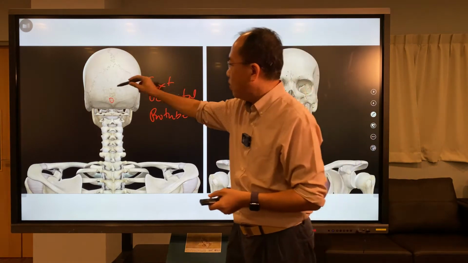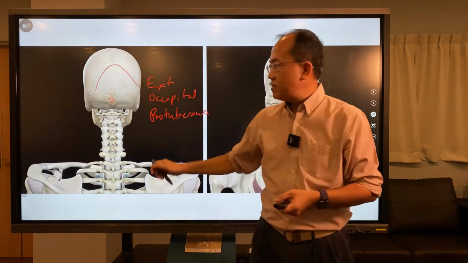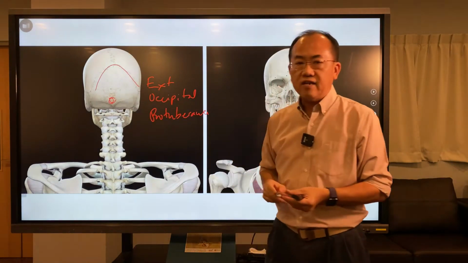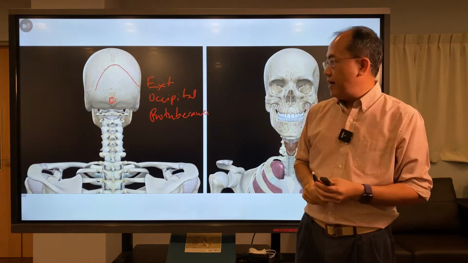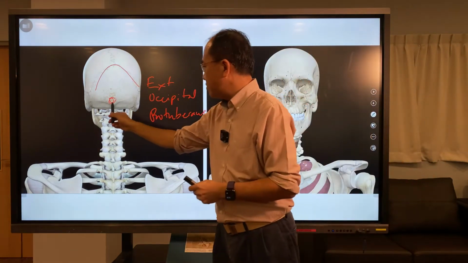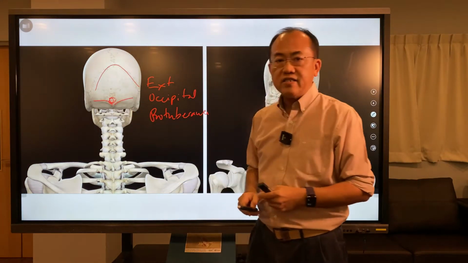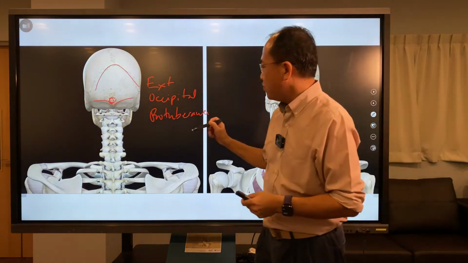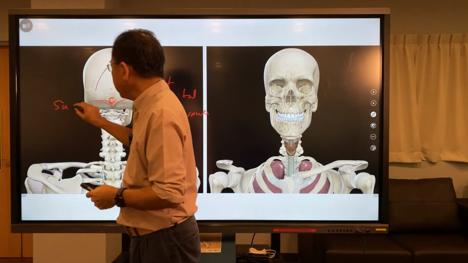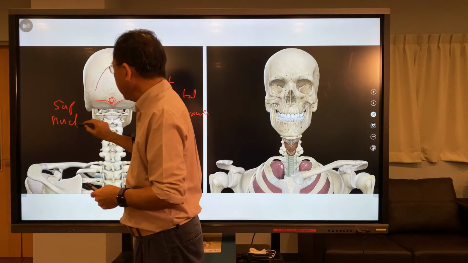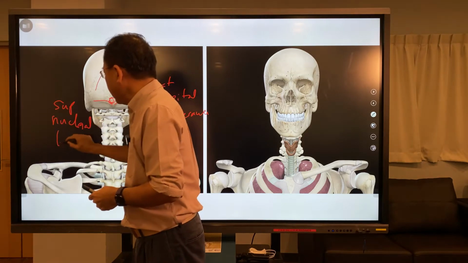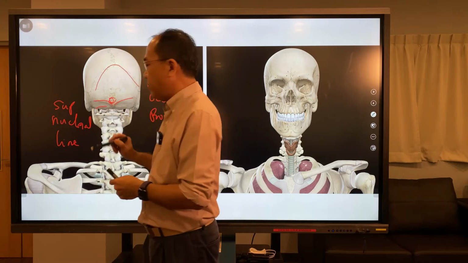Okay, this bone here is known as the occipital bone. Of course, the most prominent part we call the external occipital protuberance. Diverging out from this protuberance, there are some elevations on the bone. This is known as the superior nuchal line. And of course, there's an inferior one also.